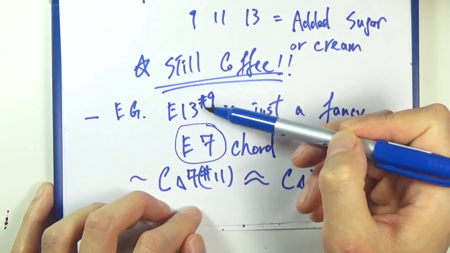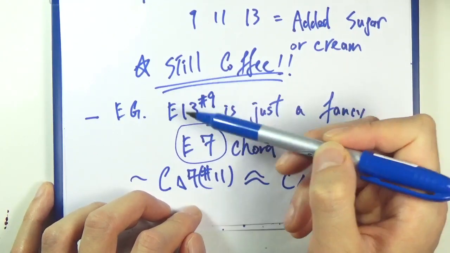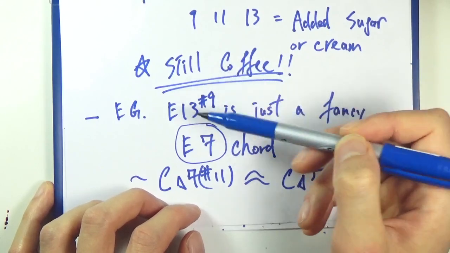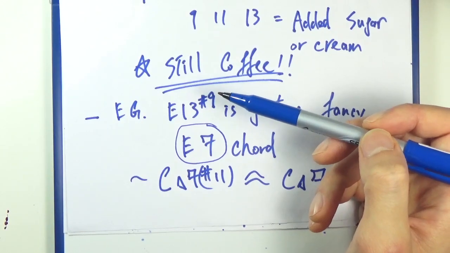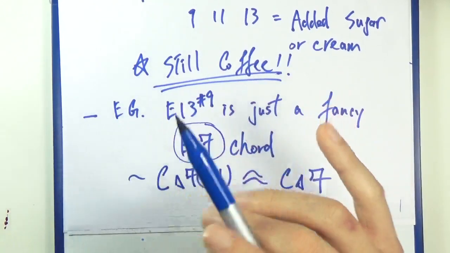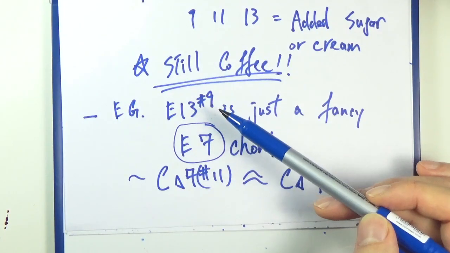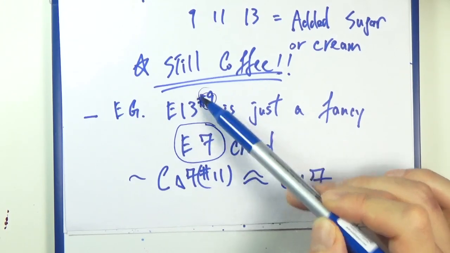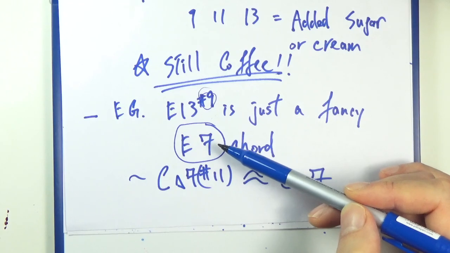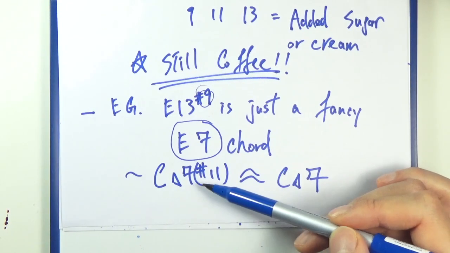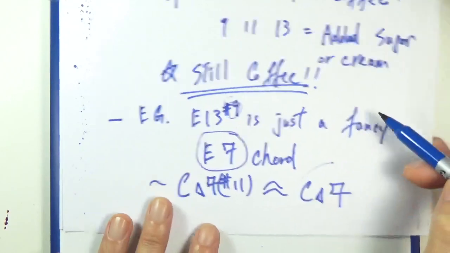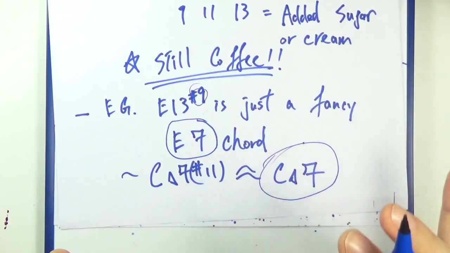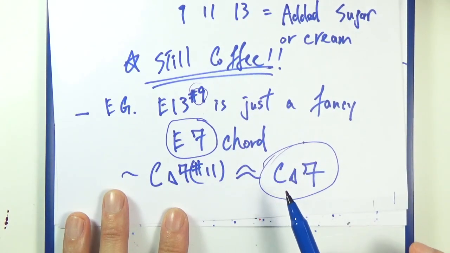So for now, if you don't know how to read these chord symbols, these extended chord symbols, don't worry. Again, I will get to these one by one when we go to the different chord types. So we have major, minor, dominant. Okay, so again, E13 sharp 9 is just like a cup of coffee with added sugar. Lots of cream here, but it's still just coffee. Okay, it's still a dominant 7 chord. So same case here, C major 7 sharp 11 is really just a major 7 chord. Okay, with added sugar or cream. Okay, that's the idea here. We are making the chord sound fancier. That's it.